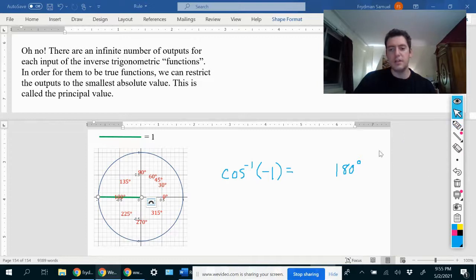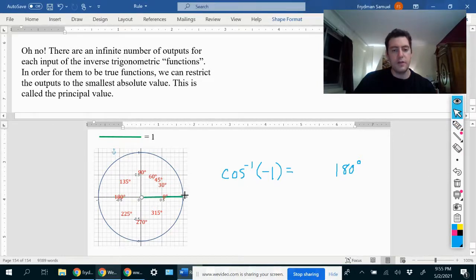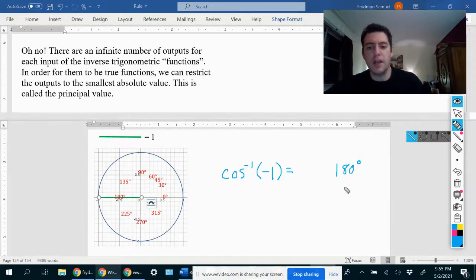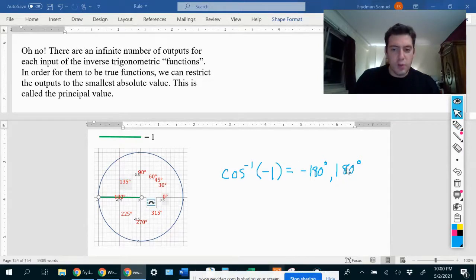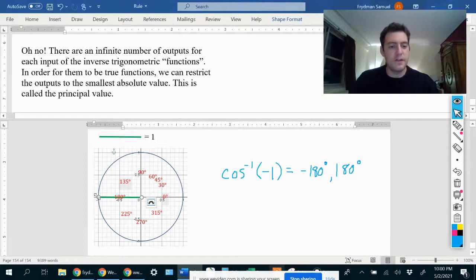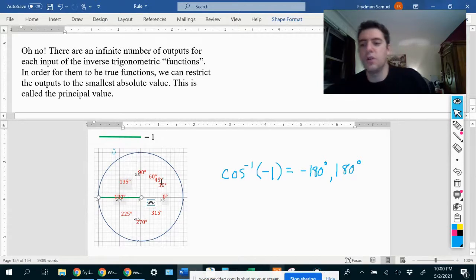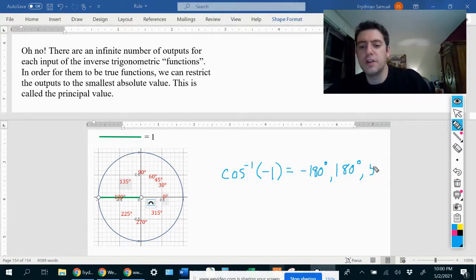Another possibility is, starting from here, instead of going this way, I could have gone around the other way, clockwise. And I end up in the same place. In that case, I went clockwise 180 degrees, so I get -180 degrees over here. And you could find more examples just by going around the circle however many times you want, right? We could start with 180 degrees, and then from there go around counterclockwise another 360 degrees. So altogether, we've gone 540 degrees.